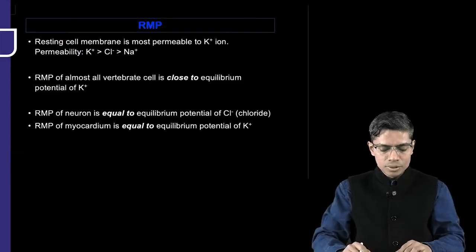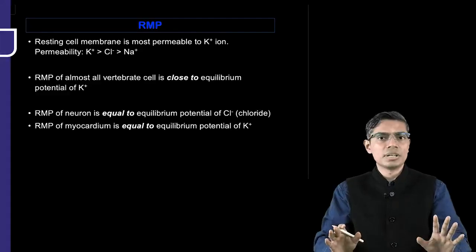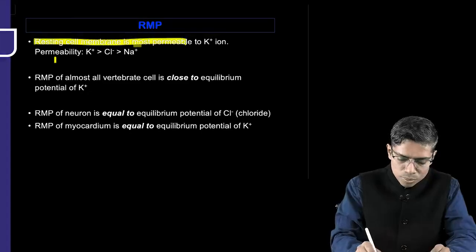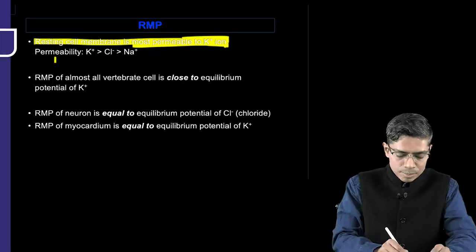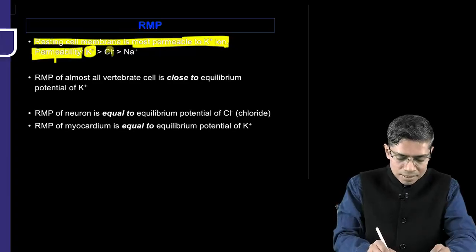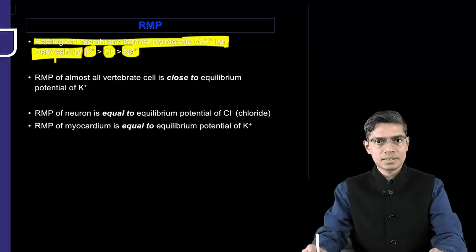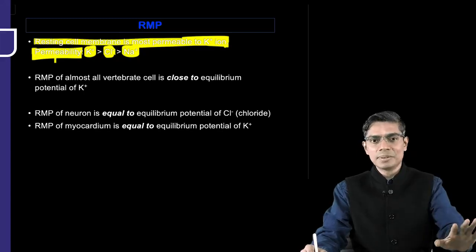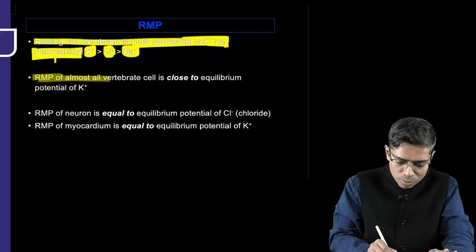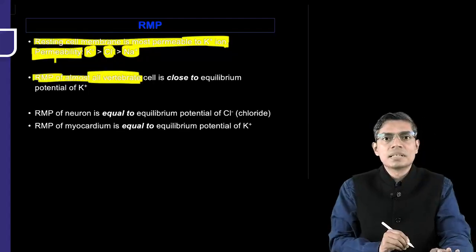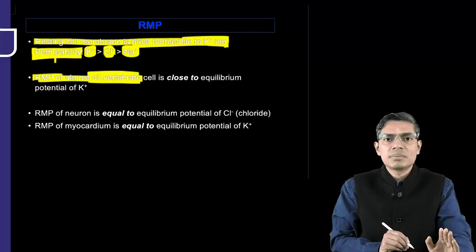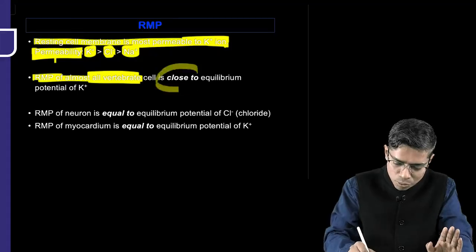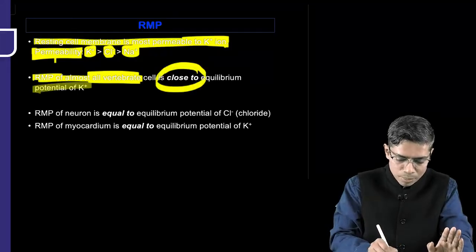So now we have understood how the RMP is generated and what the RMP of different cells is. Now recall these three bottom lines that we have already discussed. The resting cell membrane is most permeable to potassium ion, and the permeability of potassium is greater than chloride, greater than sodium. We have discussed this, but it has to be input in your brain, and never forget this. Now, the RMP of almost all vertebrate cells, maybe neuron, maybe skeletal muscle, any cell, is close to the equilibrium potential of potassium.